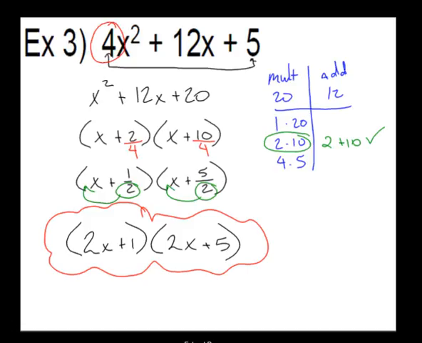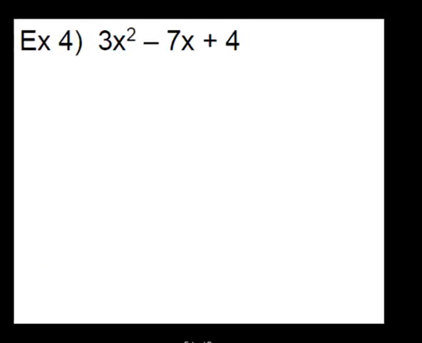Now looking at example 4, we're going to go back and do our grouping method like we did in example 1. So I'm going to go through and do my AC and my B. My AC, that's 3 times 4, so that's 12. And my B in this case is negative 7. So what can I multiply to get a positive 12 and add to get a negative 7?